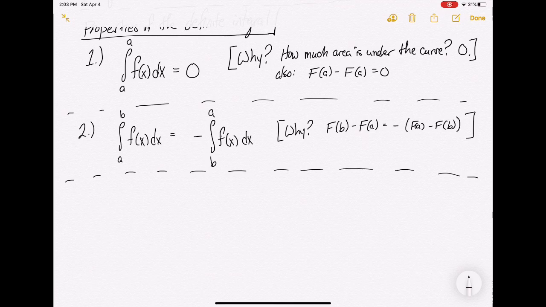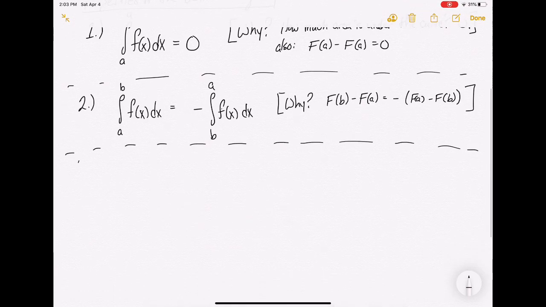Number 3 says, this is what we've already seen with indefinite integrals, so it better still be true. If I have a constant that I'm multiplying by my function, I can pull the constant out front, and I think all of you guys were already doing this for your homework. So don't worry too much about that. I'm not going to explain why.